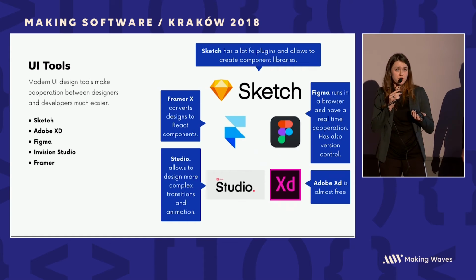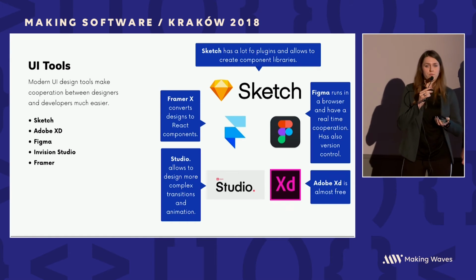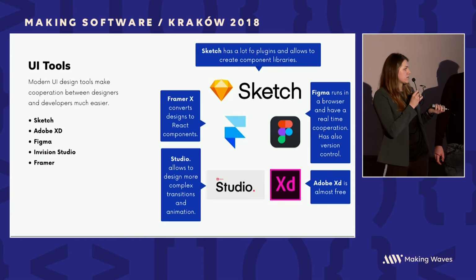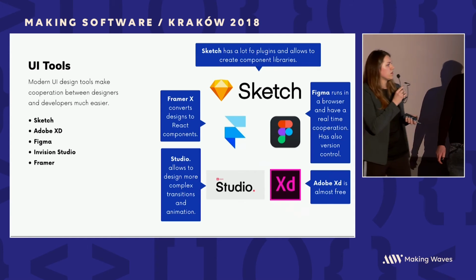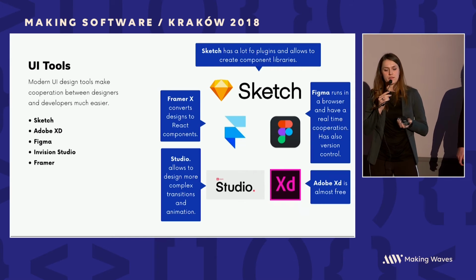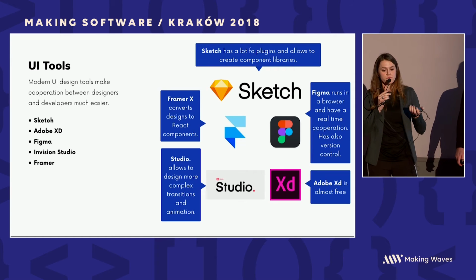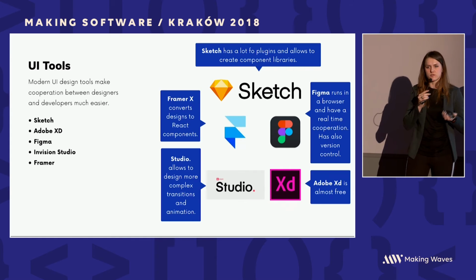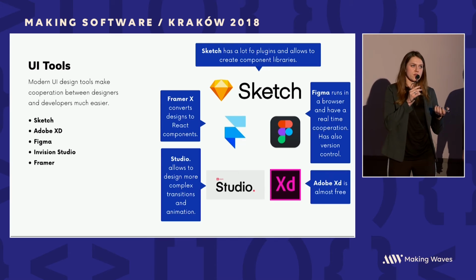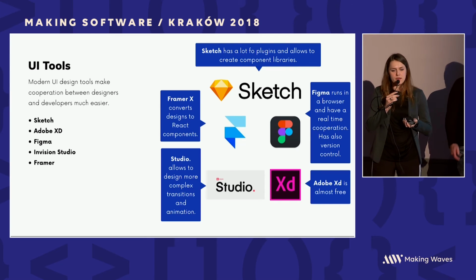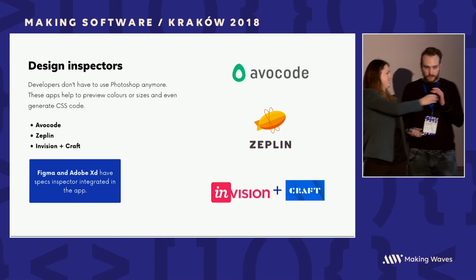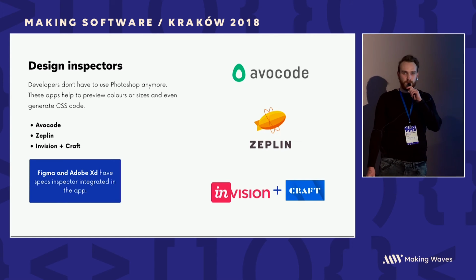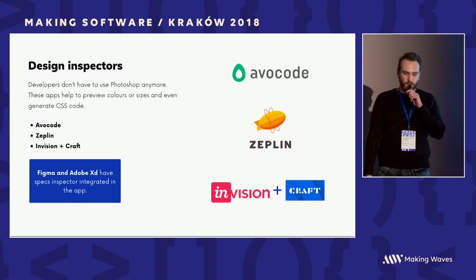And also, for example, Figma runs in the browser, allows real-time cooperation, and has really nice version control. And Framer X, which is a very new one, converts designs to React components, and Studio, the Design Studio from InVision, is focused on animation transitions, so you can show how the animation could work, not necessarily in CodePen.